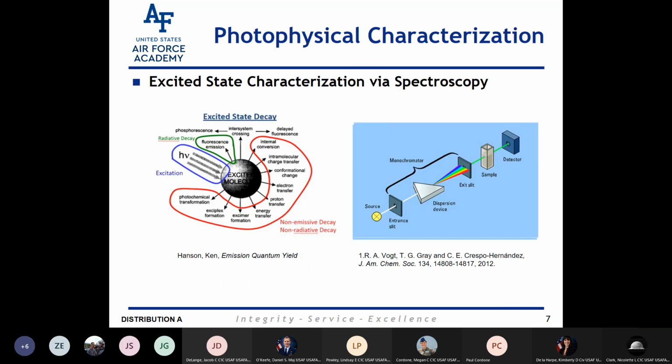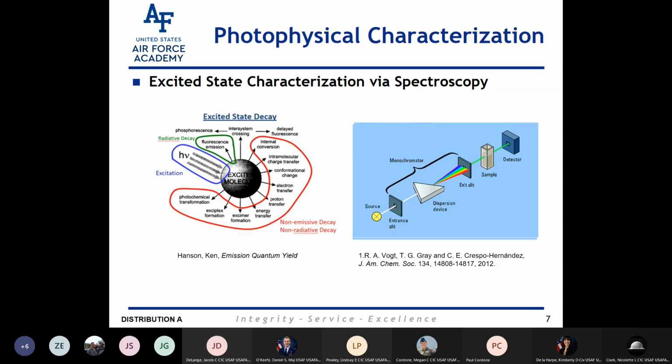So here's a little bit more about photophysical characterization. Like I said, a molecule becomes excited through a photon, and it has a number of different pathways it can take, both radiative decays and non-radiative decays. Radiative decays are things like phosphorescence emission, but things like excimer formation, proton and electron transfer are all non-radiative decay processes. So we're looking to characterize those using spectroscopy.